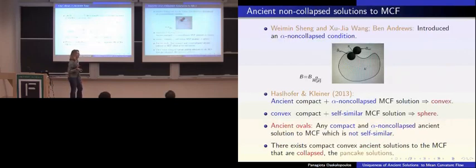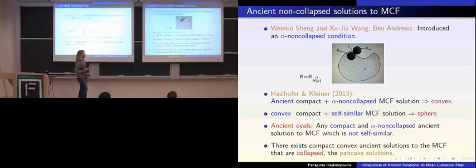Now, in some cases, what you end up with in singularities are solitons. A lot of work has been done to understand the solitons, which are the self-similar solutions for mean curvature flow, and that question itself is not actually easy. But in general, for ancient solutions, there is a notion of alpha non-collapsed, which was introduced by Wei-Ming Sheng and Xu-Jia Wang, and independently by Ben Andrews, which I also explained last time.